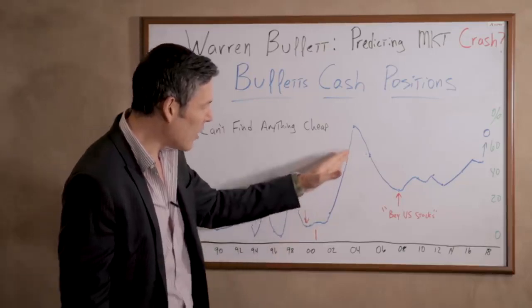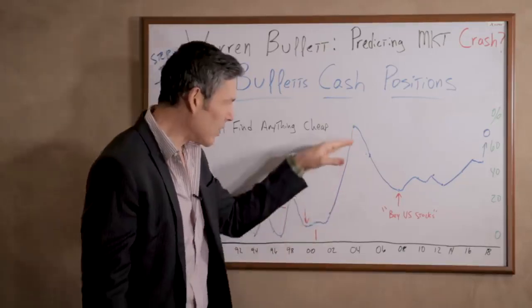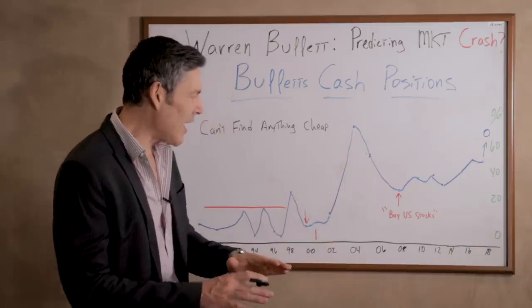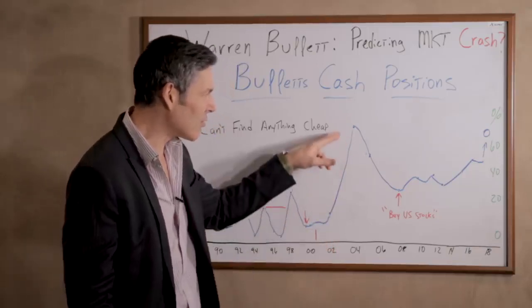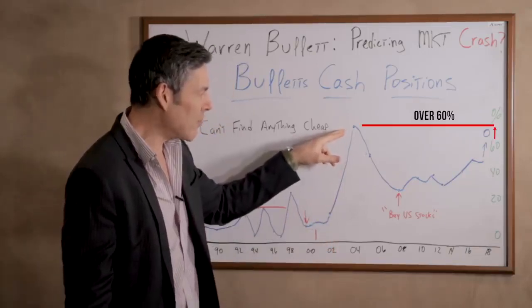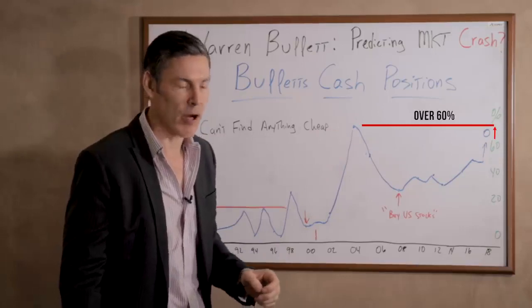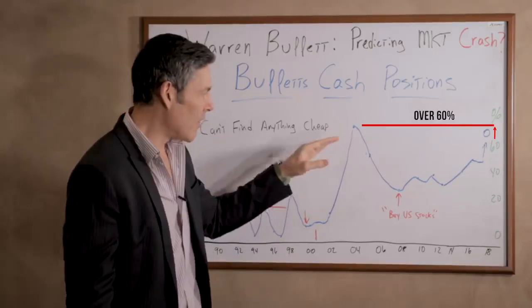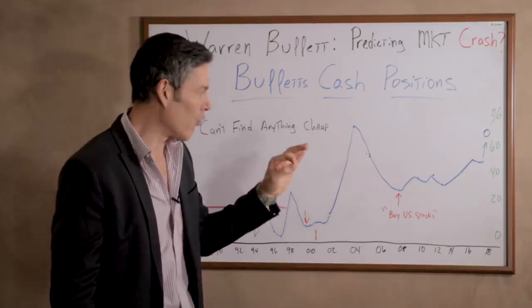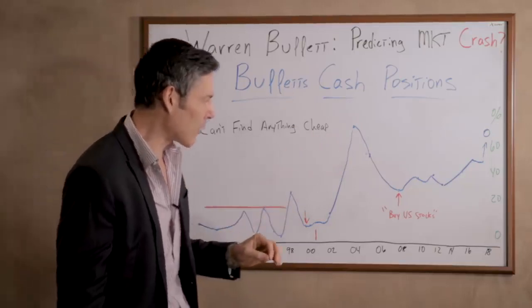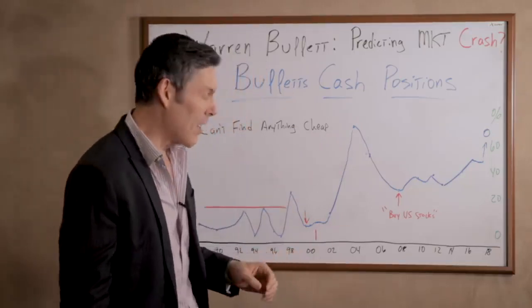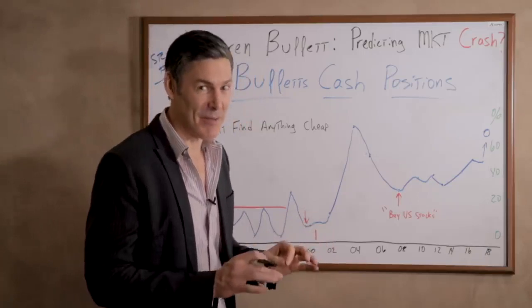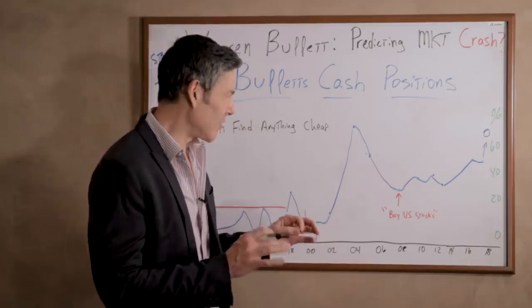But coming into 2004, we get to a point where he doesn't see anything that's cheap. This is historic. Over 60% of his portfolio was in cash. That means something is really wrong with the price of the stock market, according to Buffett. And again, he might not say this, but his actions tell us the truth.